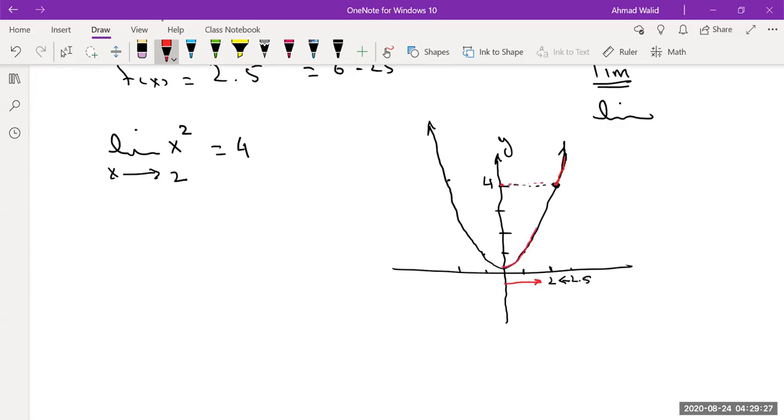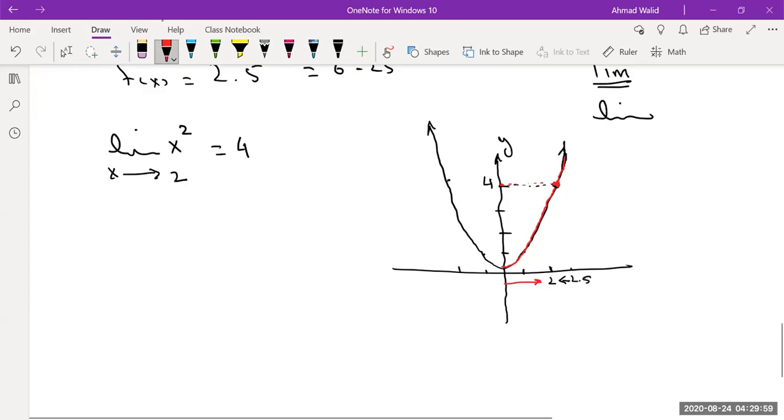I'm going closer and closer and really, really close to 2. Again, read the height of this point. The height of this point is 4. Correct? This is the idea of the limit. When a point is approaching to another value, what is the behavior or the value of the function? Correct? This idea, we call it limits.